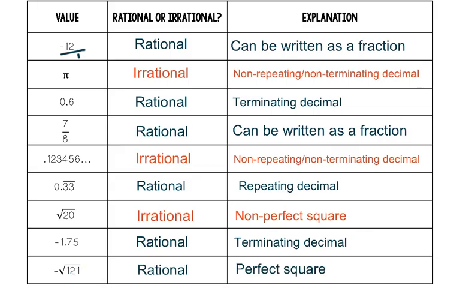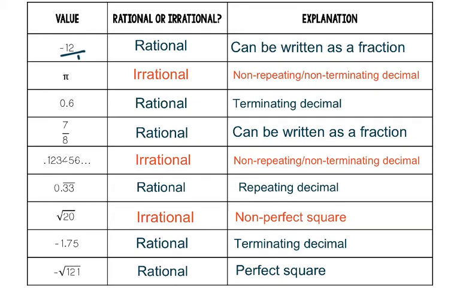So go ahead and take a second to make sure you have all of these examples written down and you understand why each of these is rational or irrational. To me, the rule is very simple. If it's a fraction, it's rational. If it's a perfect square, it's rational. And then any other number that you cannot write as a fraction or a decimal that doesn't ever come to an end, it doesn't ever repeat, any number like pi, those are irrational.